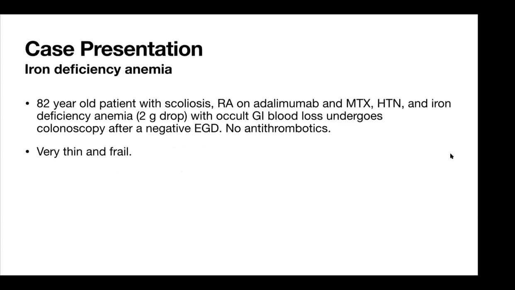So this is an elderly woman with scoliosis, rheumatoid arthritis, on immunotherapy, along with hypertension. She presented with iron deficiency anemia and a 2-gram drop in hemoglobin, and was found to have occult blood in the stool. She underwent an EGD, which was negative, and she also underwent a colonoscopy. She is not on any antithrombotics.